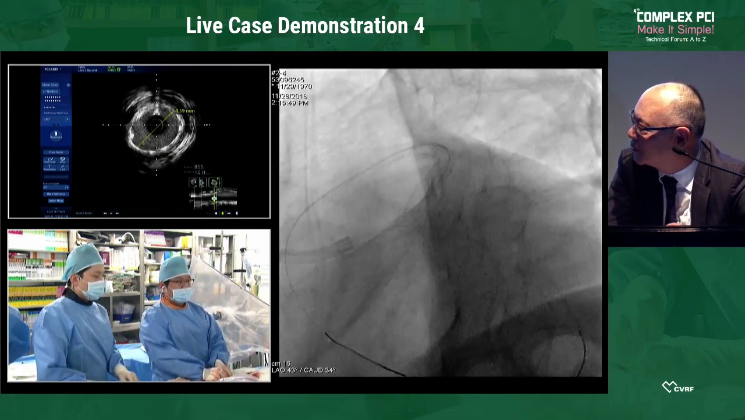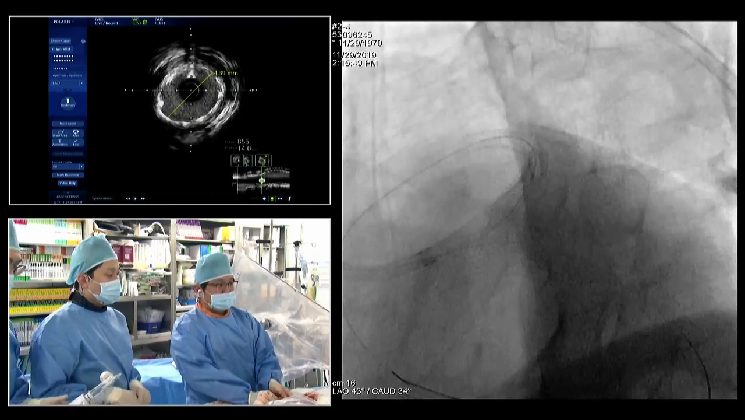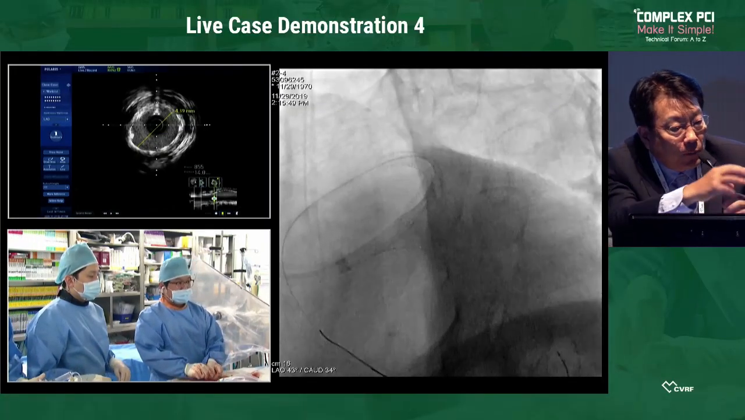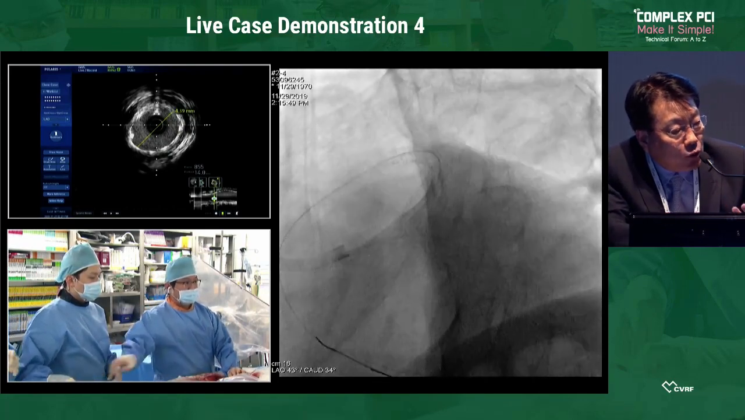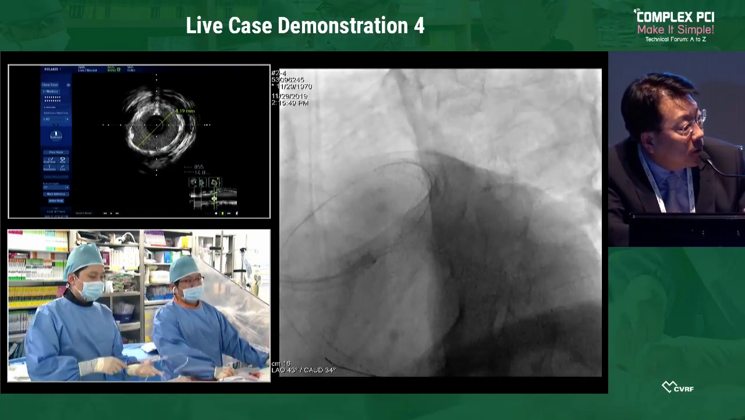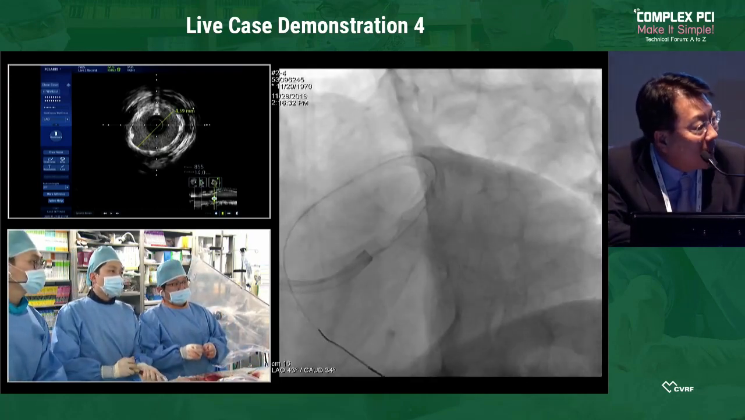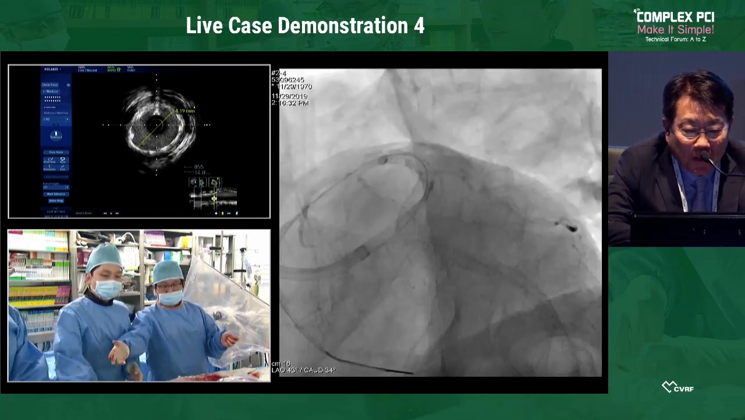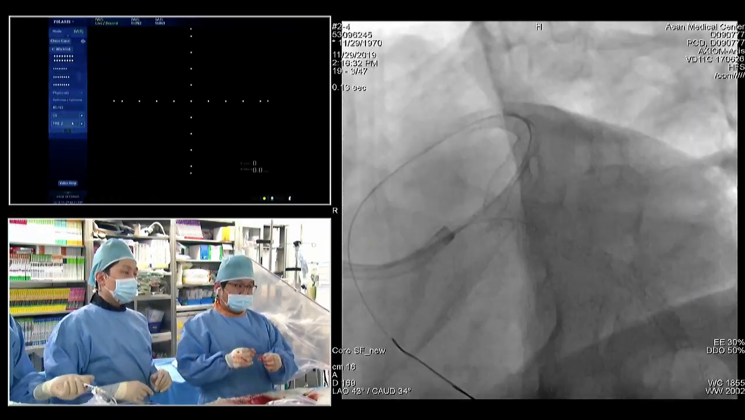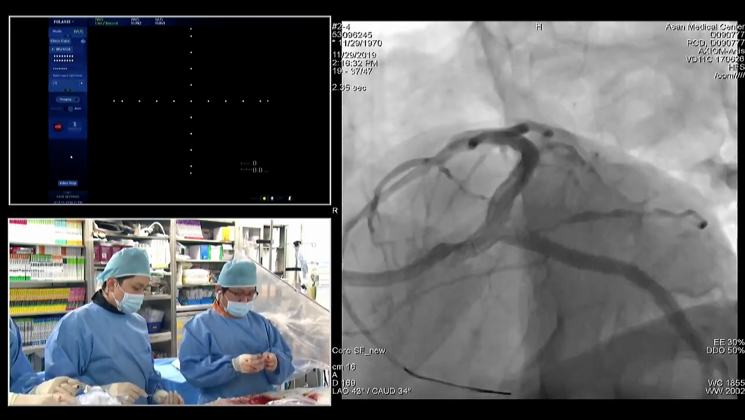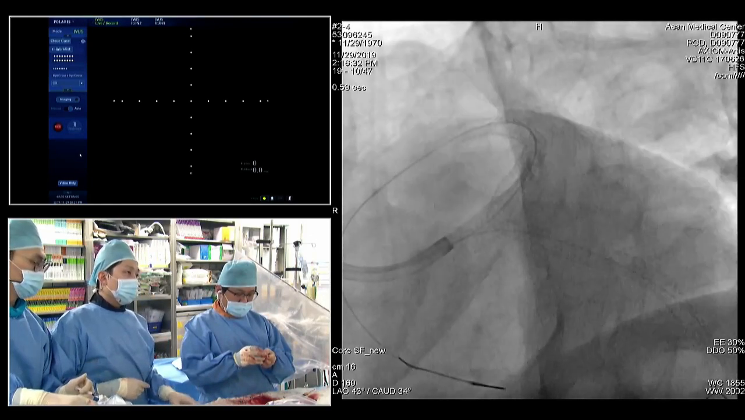Yeah, but considering two balloons of 3.25, an 8 atmosphere kissing balloon inflation can achieve an effective stent cross-sectional area, so we don't need any test point. My concern is the circumflex ostium, because I already applied a very high pressure. I'd like to check the minimum cross-sectional area of the circumflex ostium.